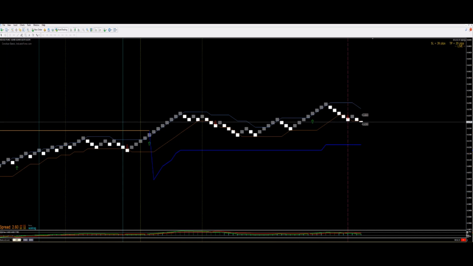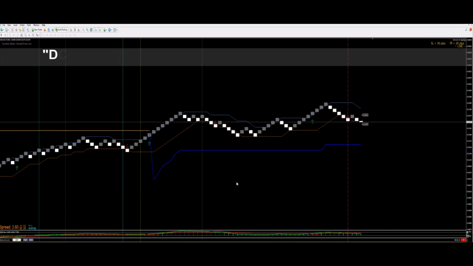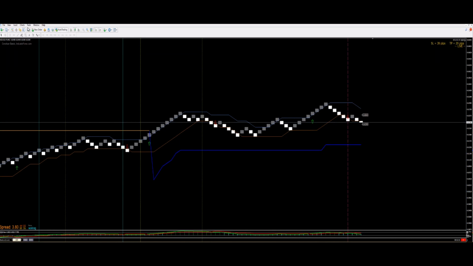All right, so here is another system. And again, it's using the 10-pip Renkos. Now, I just have different color here. The gray ones are bullish and the white ones are bearish. And I call this system DCSTQQE. And that stands for, what's it called? Let me pull it up.